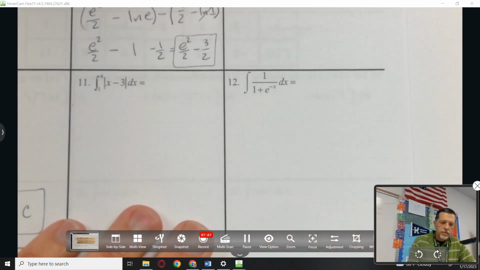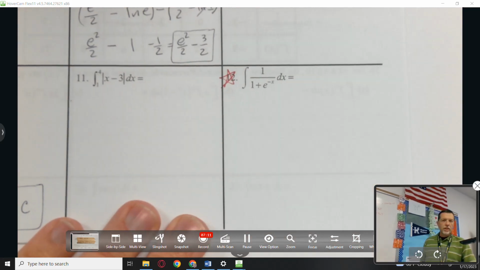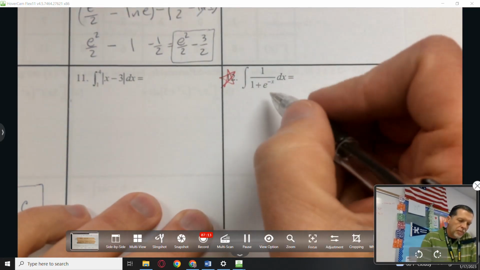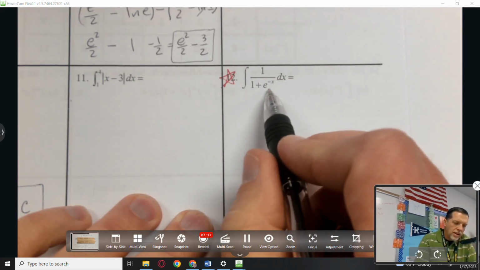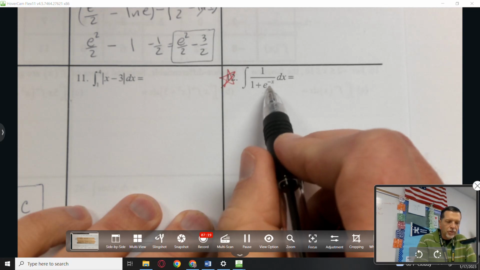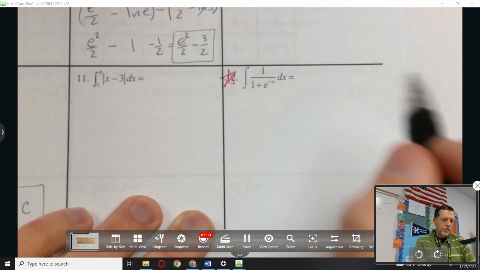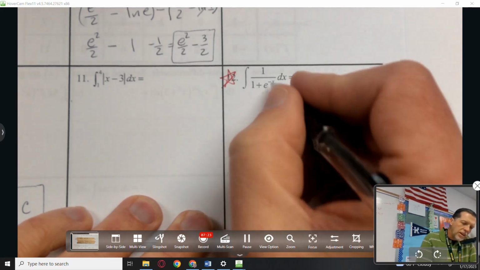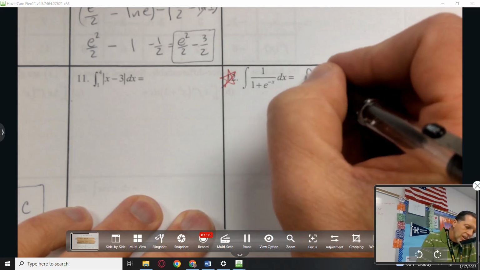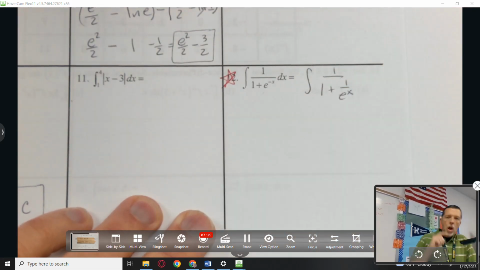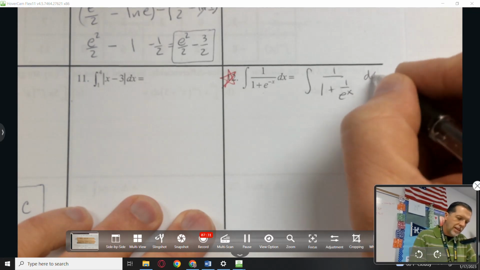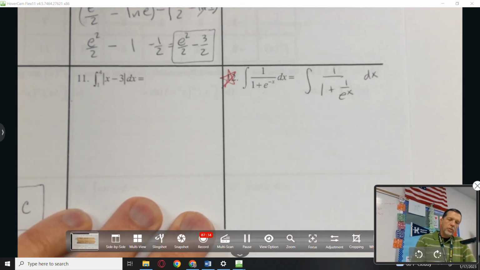Number 12. Starred, asterisk, whatever. You're going to see that one again. If you think u is the bottom, that won't work, because then du is going to have an e to the x in it as well, so that won't really help. But e to the negative x kind of reminds me that I could write that as 1 over e to the x. Now, admittedly, that makes things worse rather than better.